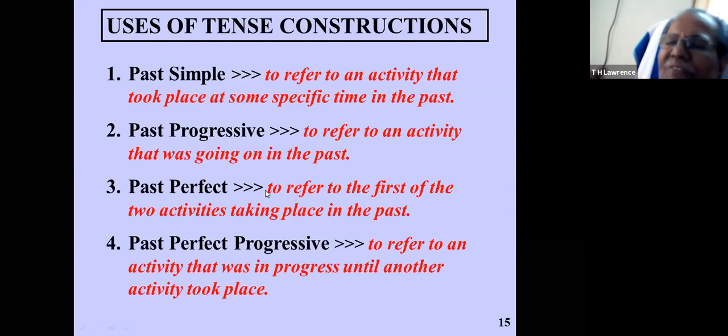Now, past perfect. Past perfect has two main uses. One is to refer to the first of the two activities taking place in the past. Two activities could have taken place in the past, and then you would be confused as to how to express them correctly. So the first activity can be put in the past perfect tense construction. That is, the past in the past can be put in the past perfect tense construction.